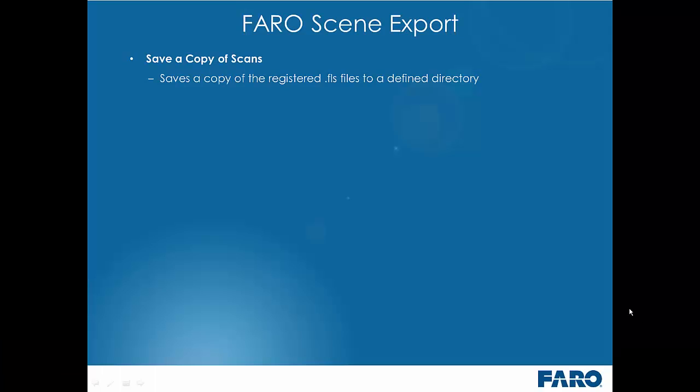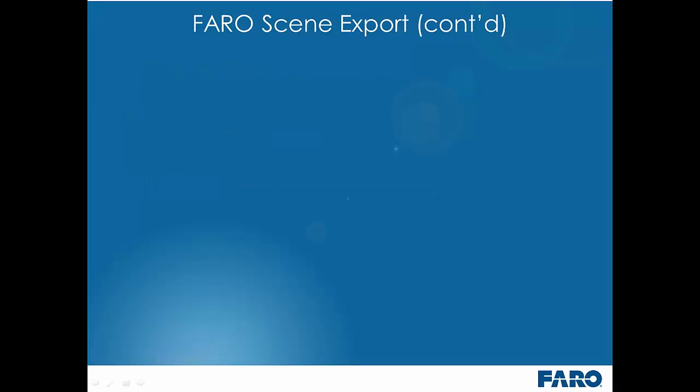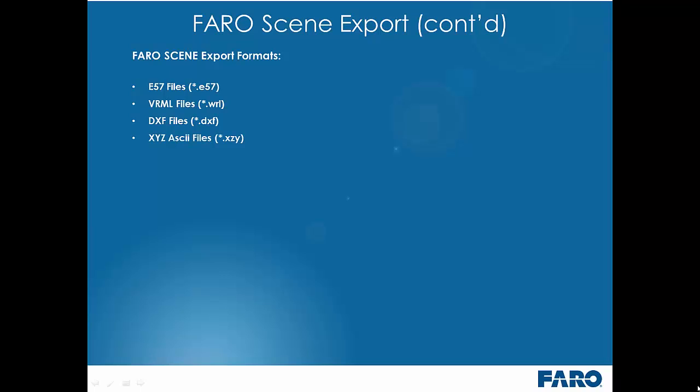The next option available is to export a single scan point cloud or multiple scan point clouds and to save these out in a desired format. The export formats available in Scene are as follows: E57 files, VRML files, DXF files, XYZ files, XYZ binary files, IGES files, PTS files, PTX files, and POD files.